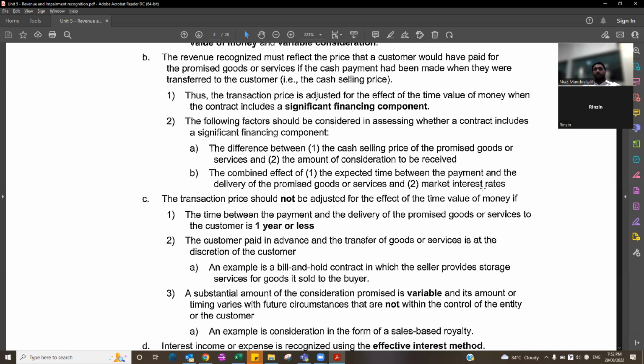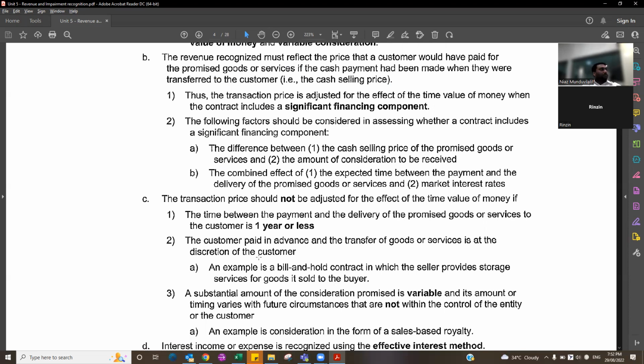Now, when you check there, I'm selling to you at the same time, and I am going to deliver the goods at the same time. So there is a difference in price, but there is no difference in time. So there is no financing part. If there is a difference in time, then it is a financing part.